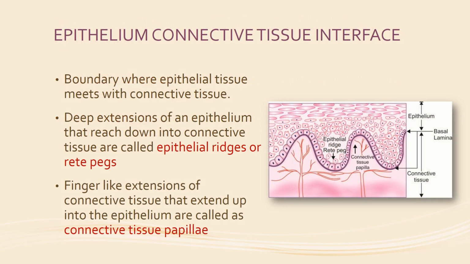Coming to the epithelium connective tissue interface. This is the boundary where the epithelial tissue meets the connective tissue. It has deep extensions of epithelium that reach down into the connective tissue, which are called the epithelial ridges or rete apex. There are finger-like extensions of connective tissue that extend up into the epithelium, which are called the connective tissue papillae.